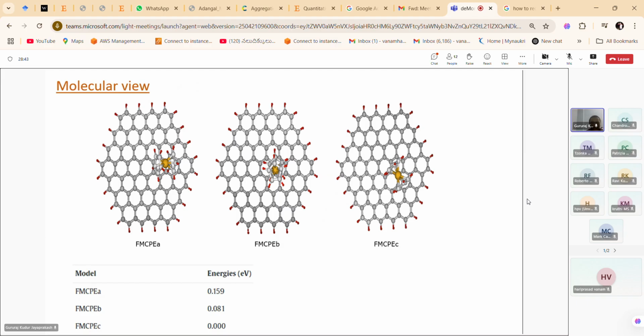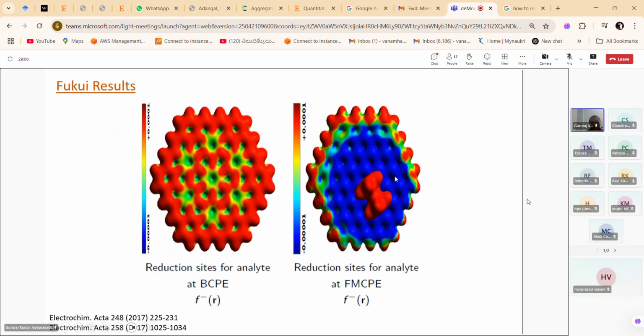First, what we observed when we modify the carbon system with ferrocene is how the ferrocene may interact with the carbon surface. We find that the FMCPC configuration has the lowest energy. Therefore, we are guessing that when we perform the experiments, ferrocene will most probably adsorb on the carbon surface in this way. Then we performed the Fukui calculation.